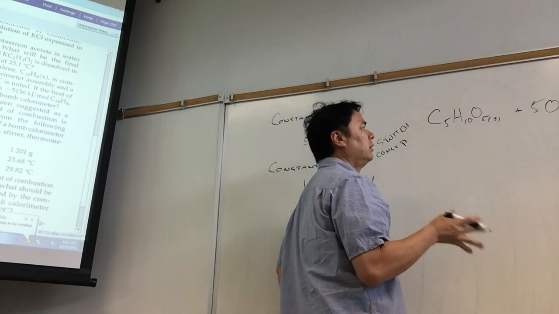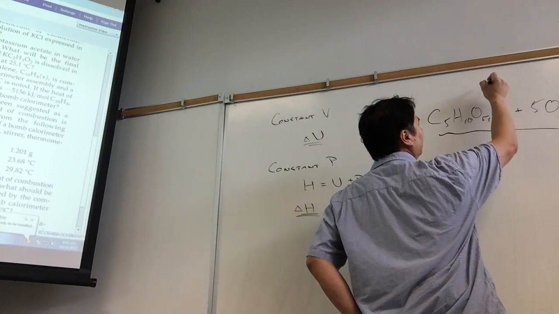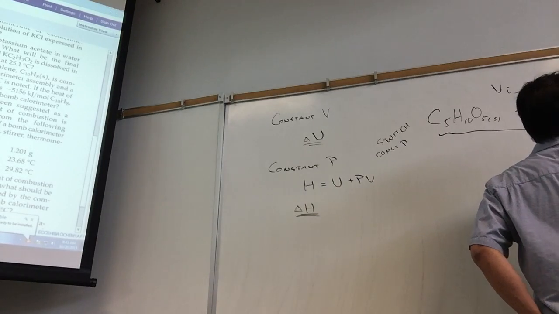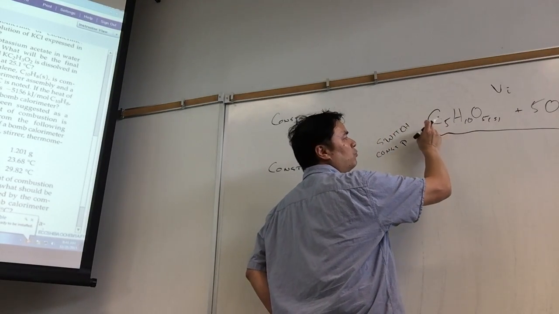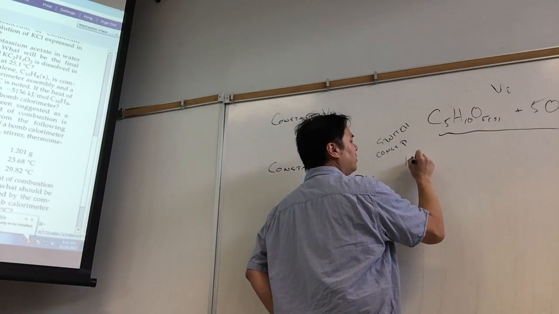And so if we're at constant pressure, this is what we're going to do. We're going to figure out the V initial. This is V initial. We're going to figure out the V final. And so let's figure out V initial first. We're going to assume we'll just have 1 mole of this, 5 moles of that. And so 1 mole of xylose.